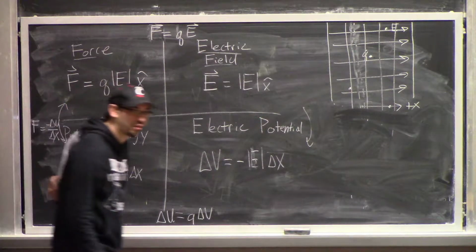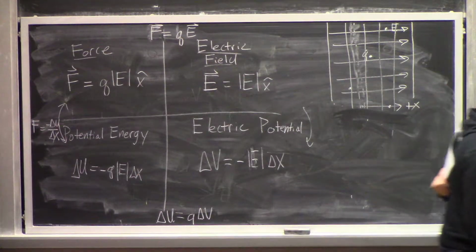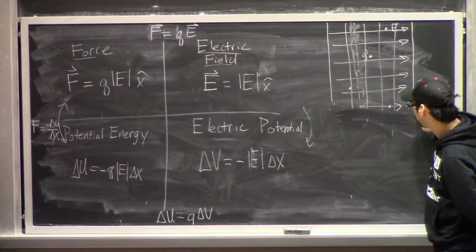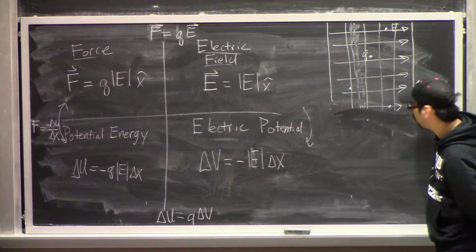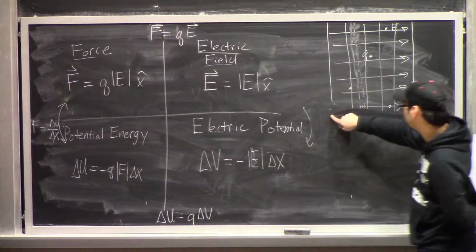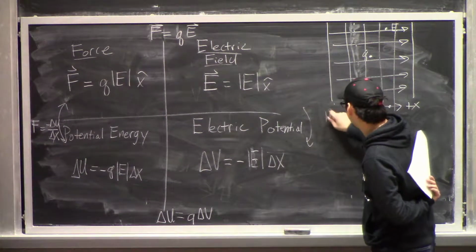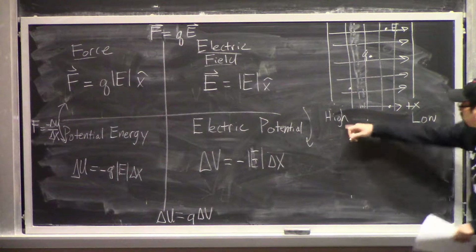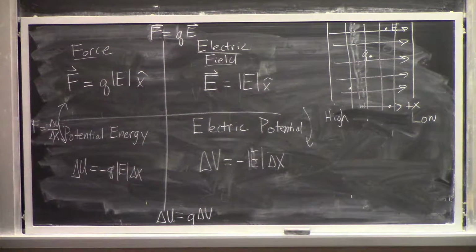We know electric field lines point from what to what? Positive to negative. Positive to negative, right? So higher, lower, lower, higher, lower, higher. Which one? This one should be higher, right? This is low.